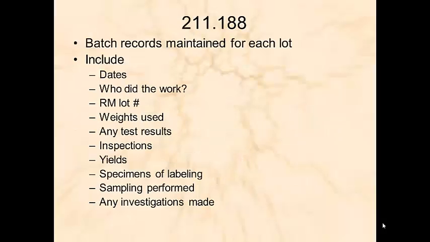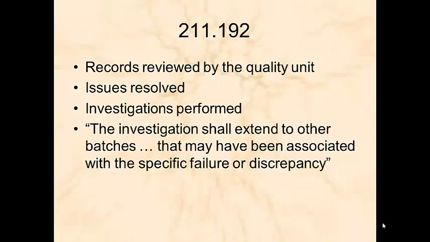188, batch records maintained for each lot include dates, who did the work, raw material, inspections, investigations, all those items there, very typical. 192, records reviewed by the quality unit, any issues resolved, investigations performed. The investigation shall extend to other batches that may have been associated with the specific failure or discrepancy. That's really going into investigations. You want to make sure you cover yourself on that and look at things systemically.